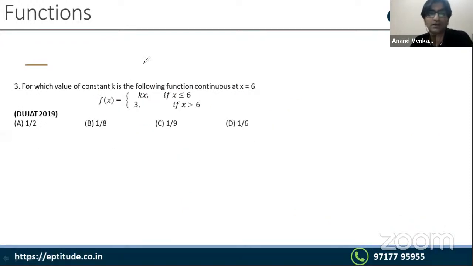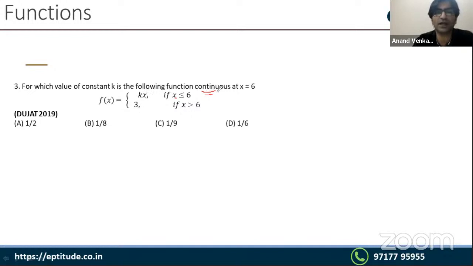Question number 3 पे आ जाते हैं. For which value of the constant k is the following function continuous? Actually, continuity के questions नहीं करने थे आज मुझे. I think this by chance slipped in. क्या दिया हुआ है? Actually, easy question है. f(x) is equal to kx when x is less than 6. मतलब 5 डालूंगा तो 5k होगा, 4 डालूंगा तो 4k होगा, 3 डालूंगा तो 3k होगा, 2 डालूंगा तो 2k होगा, ऐसे चलेगा, right?